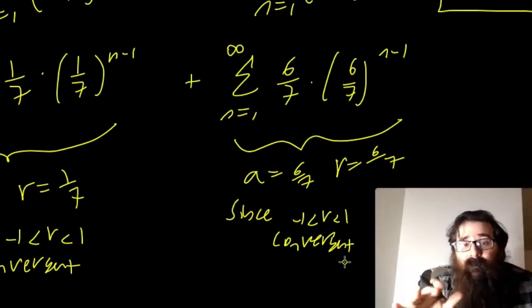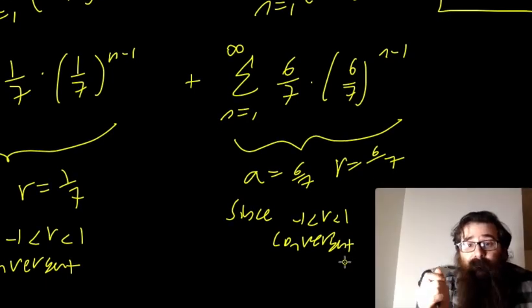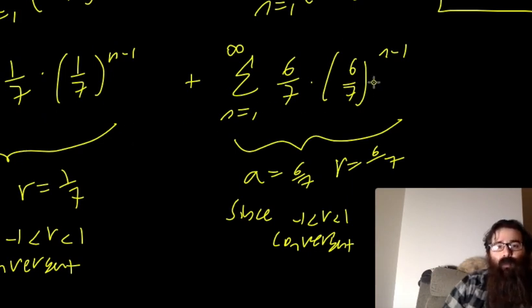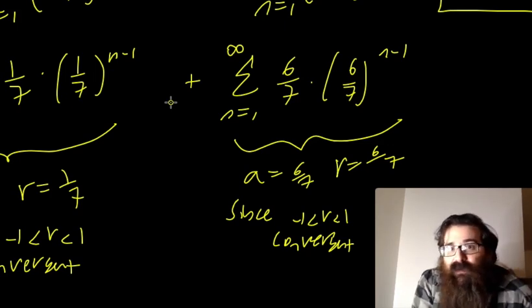Since both of them converge, the sum of them converges. I want to point out, though, that if one of them was divergent or both of them were divergent, then it would be divergent overall. But since the first one is going to sum to some finite number, since it is convergent, and the second one is also going to sum to some finite number because it's convergent, adding them together maintains that we're convergent. It doesn't disrupt it, it keeps that convergence, right?